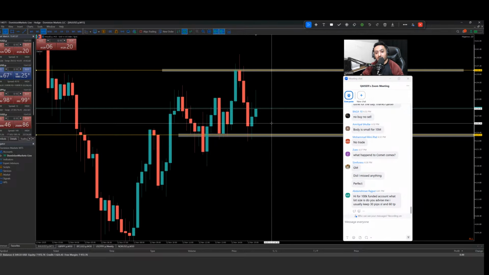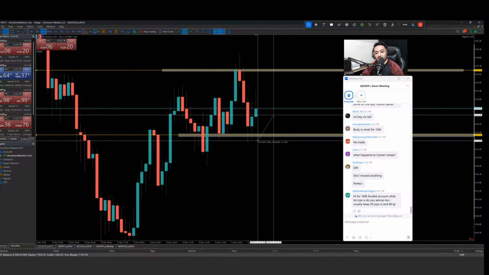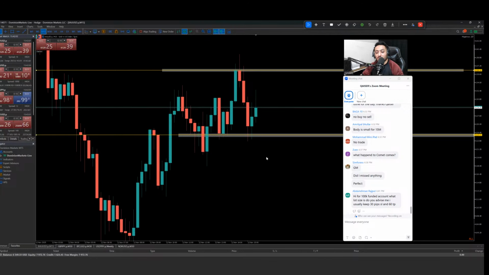Look at this one. Even with small body candles, we are getting more than 50-60 pips stop loss these days. So what we can do is lower the lot size. That's what we can do.